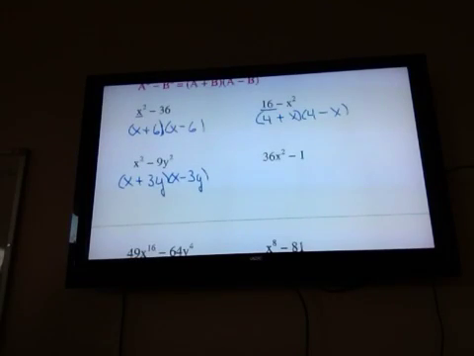This one is going to get harder, or at least a little more challenging, not hard. 36x squared minus 1 is a difference of squares. 6x times 6x, 1 times 1. One gets a plus, one gets a minus.